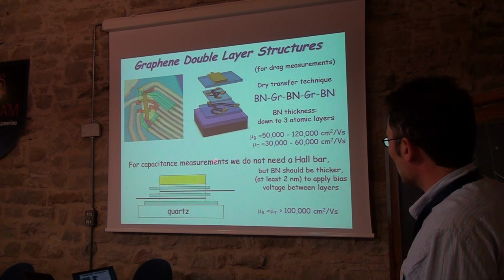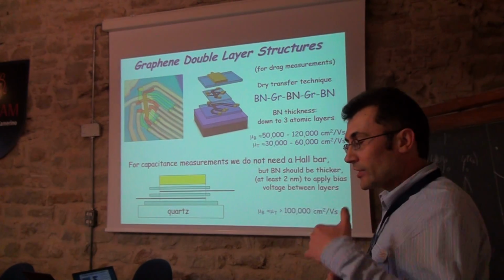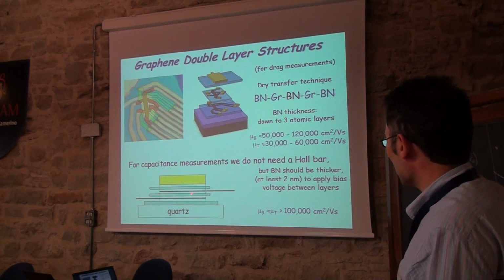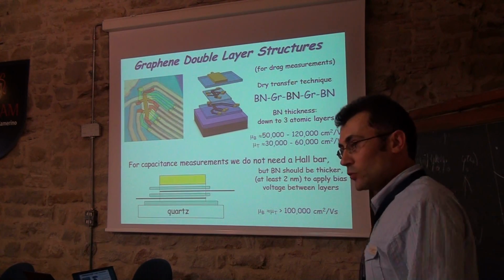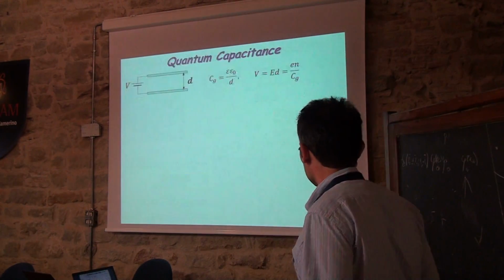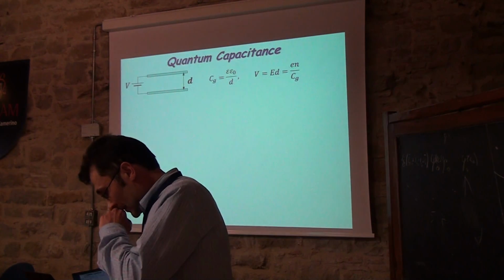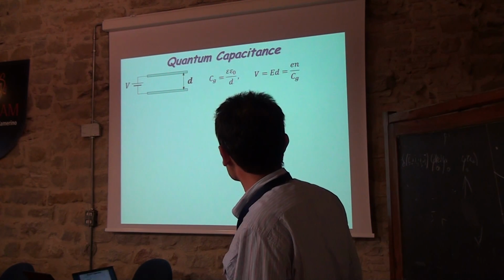The only problem is that because we don't have a top gate and back gate, we can't control densities in each layer independently. We have to apply voltage between layers as well, which means that we can't make the layer in between too thin. It should be at least 2 nanometers in order to be able to apply some reasonable voltage between layers and change the density. So another technique which I use for transport measurements in this kind of system is quantum capacitance.